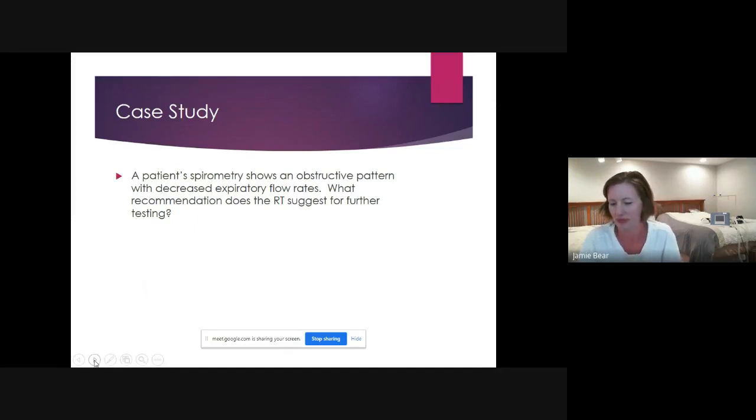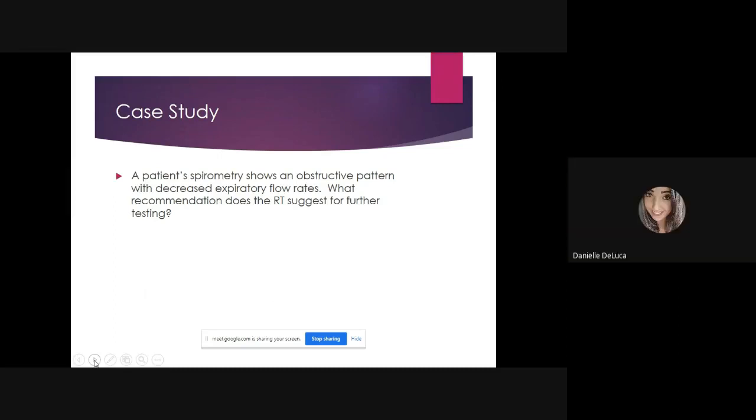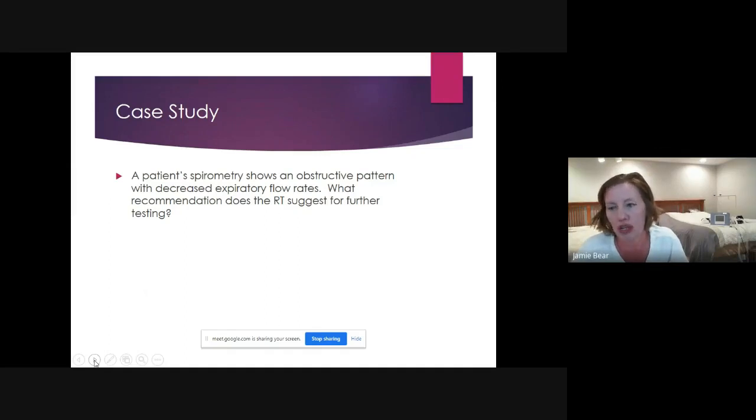Body box? Okay, good suggestion, but not for this one. Not quite yet. For this patient, since you're looking at an obstructive pattern, you would just recommend a pre and post. So if they showed an obstructive pattern, give them a short-acting bronchodilator and then do the spirometry over again and see if they have reversibility.